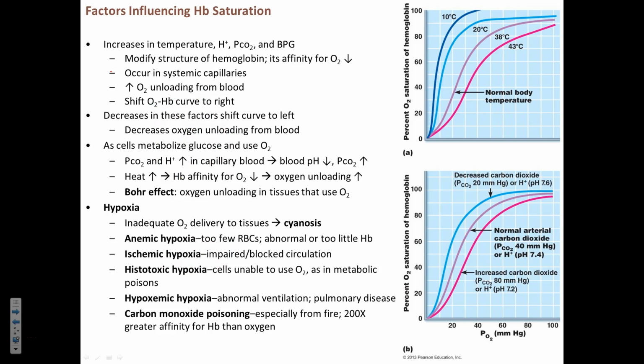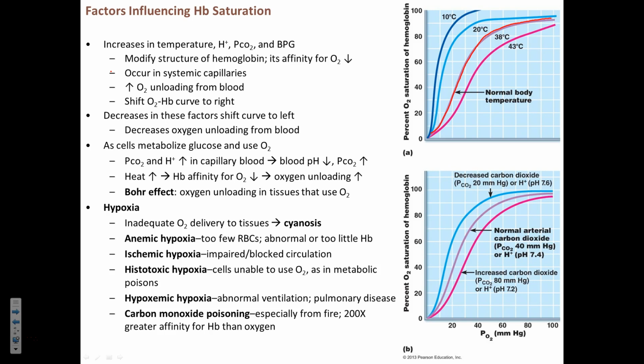Now, what influence? So this purple one is the typical dissociation curve. Now, let's talk about factors that influence loading and unloading. It turns out it's incredibly simple, because unloading increases in active tissues.